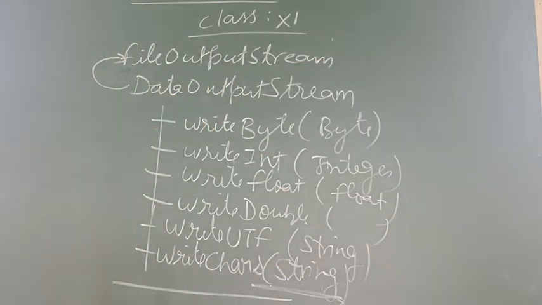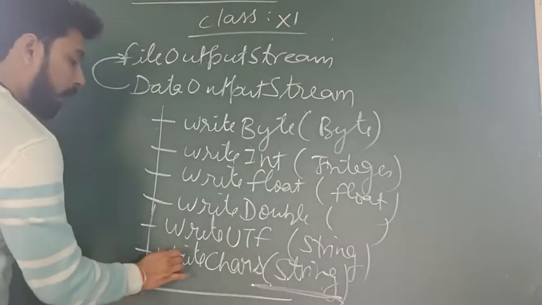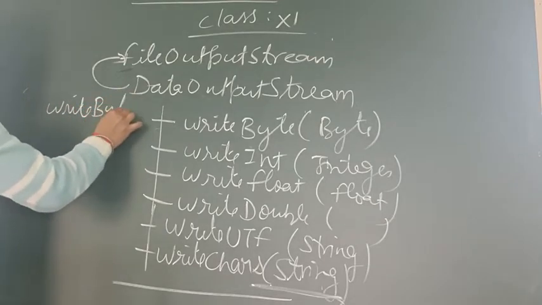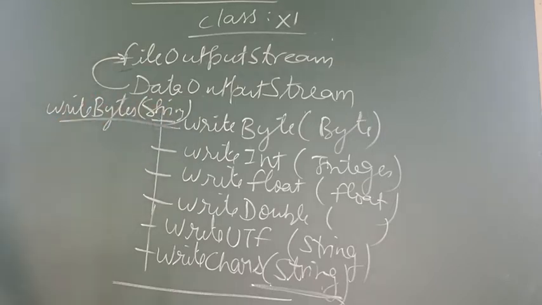Okay. So we have so many functions: writeByte, writeInt, writeFloat, writeDouble, writeUTF, writeChars, writeShort, writeLong, writeBoolean. Is it clear now? There is one more function for writing only a string, that is writeBytes. You pass the string here and your string will be written in the file. So these are the functions, and these functions belong to the DataOutputStream class.